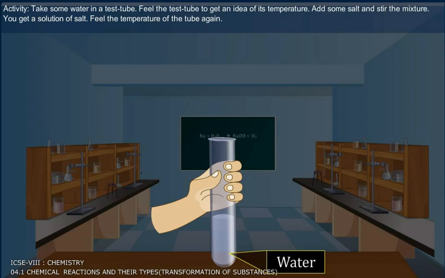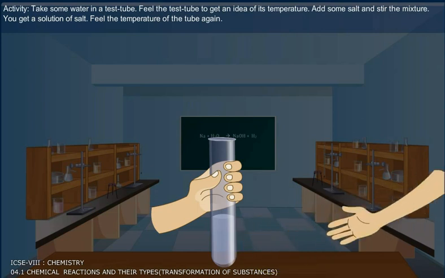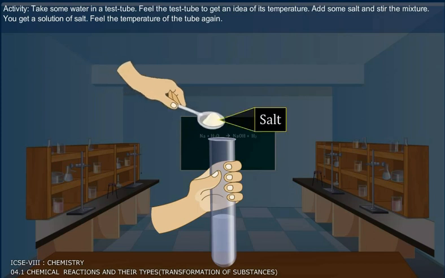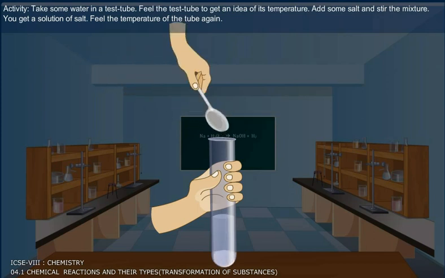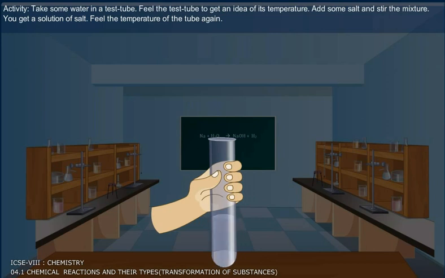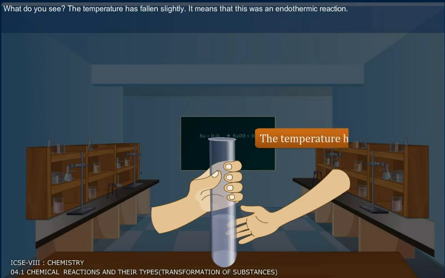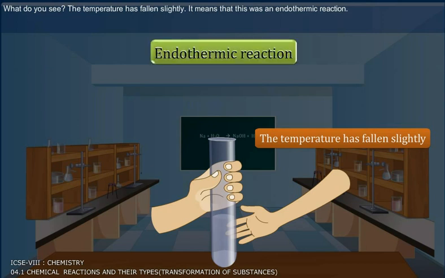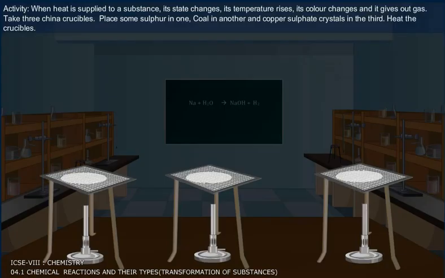Activity. Take some water in a test tube. Feel the test tube to get an idea of its temperature. Add some salt and stir the mixture. You get a solution of salt. Feel the temperature of the test tube again. What do you see? The temperature has fallen slightly. It means that this was an endothermic reaction.